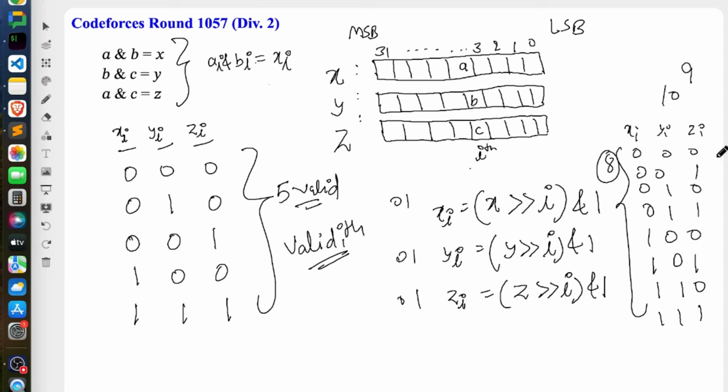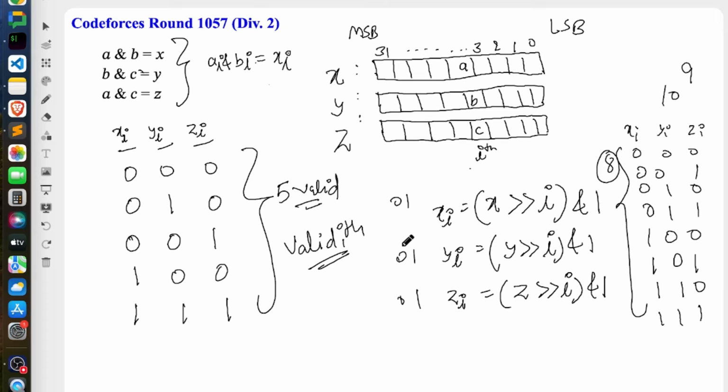So just do one thing. Let's say this is your xi, yi, and zi, right? If you try to find some ai, bi such that ai and bi is equal to xi, bi and ci is equal to yi, and ai and ci is equal to zi. So if they are one of these 5 valid ones, then it's okay, you can find ai, bi, ci. Otherwise there won't be a way.